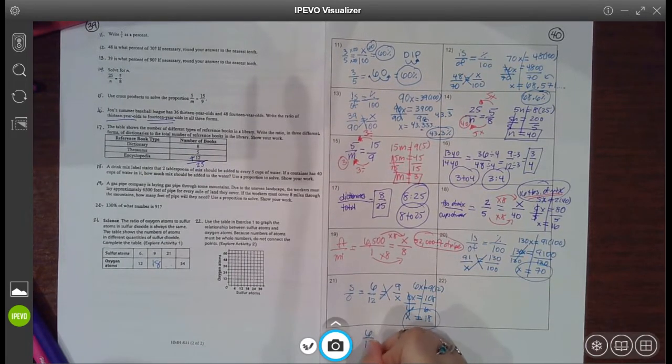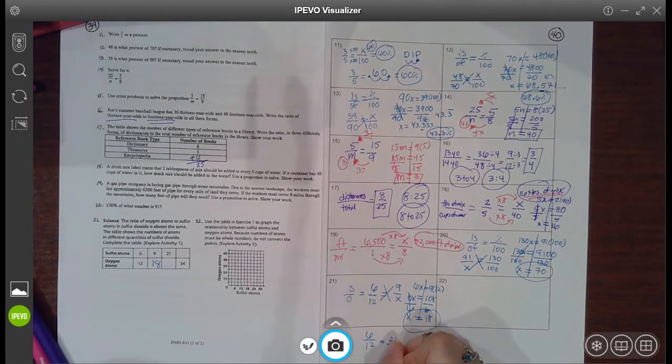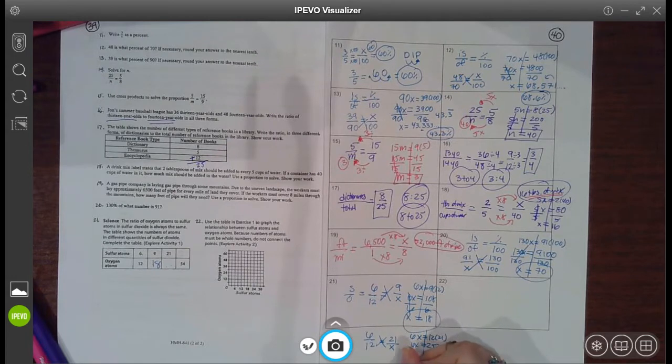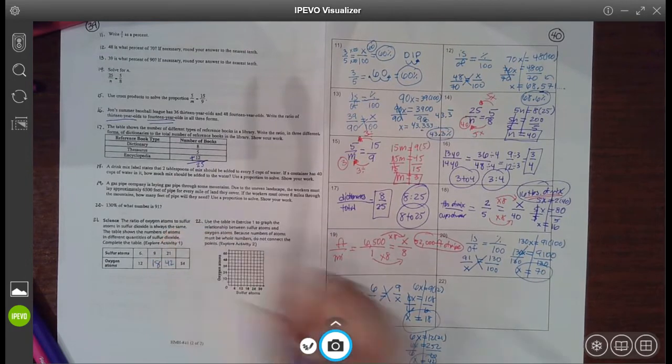So 6 over 12 equals 21 over something. I can't do 6 times something to get 21, so let's do cross products. 6x equals 12 times 21, and 12 times 21 is 252. So to get x by itself, you would divide both sides by 6. Those cancel, and you get 252 divided by 6 is 42. So this number would be 42.